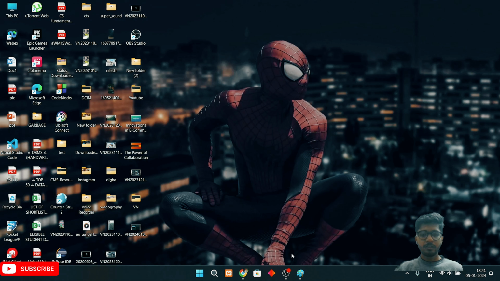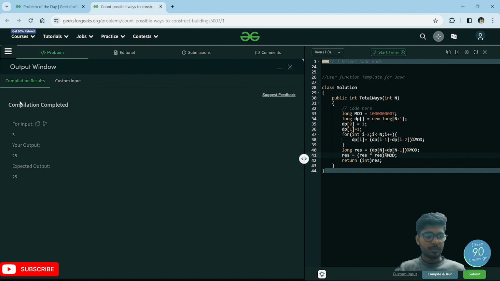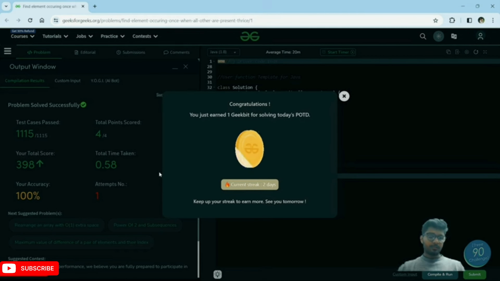Now let's quickly compile and run our code. So our code is compiling fine. Let's submit our code. So our code has successfully passed all the given test cases, and we have achieved the expected time and space complexity as well.